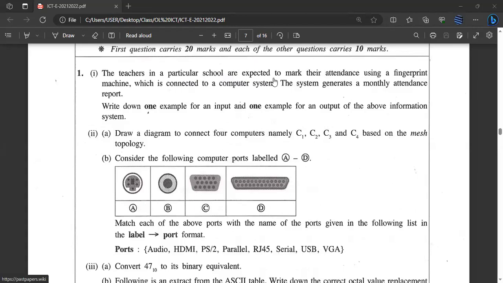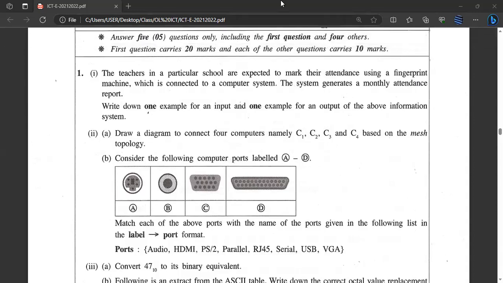The teachers in a particular school are expected to mark their attendance using a fingerprint machine, which is connected to a computer system. The system generates a monthly attendance report. Write down one example for an input and one example for an output of the above information system. So for one example for an input, we can say a fingerprint, and one example for an output, we can say monthly attendance report.